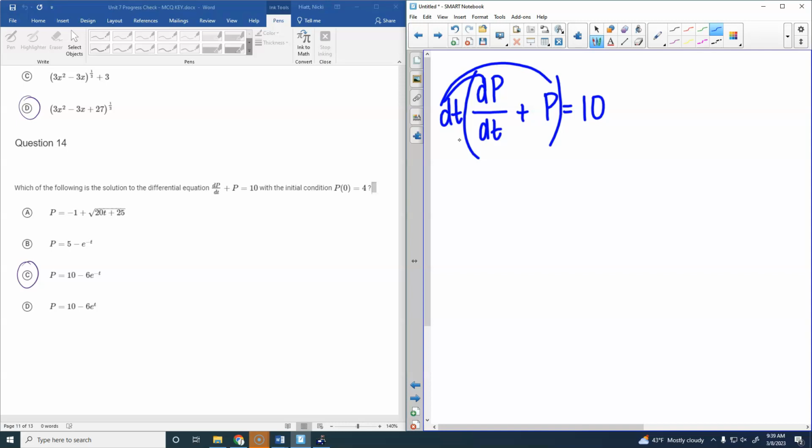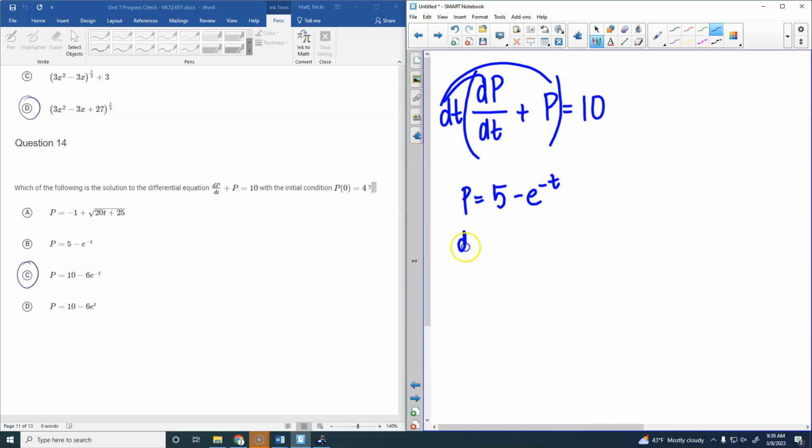A looks like a fairly difficult derivative, and I would rather stay away from it if I can. So I would probably start with B, C, or D and try it. For B, you've got P equals 5 minus e to the negative t.